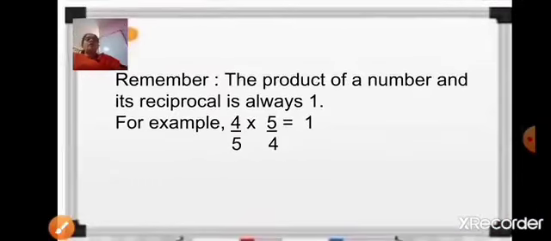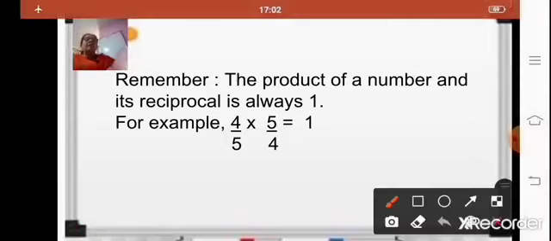Now, the second point you have to remember is the product of a number and its reciprocal is always 1. Suppose you have a fraction 4 upon 5 and the reciprocal of 4 upon 5 is 5 upon 4. Here 5 is a common factor, 5 ones are 5, 5 ones are 5. 4 is divisible by 4, 4 ones are 4. So your product of this number and its reciprocal will be 1.